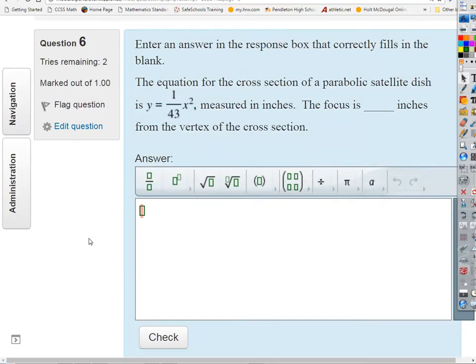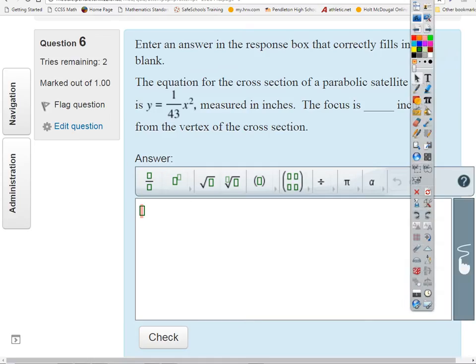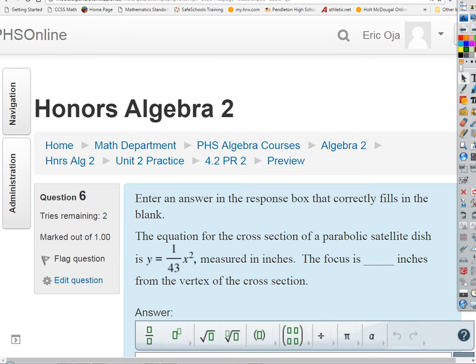Okay, so the last three problems on the 4.2 practice 2. Let's take a look at these. I don't think I want to do all of these. I think I'm just going to do the first two, and then I want you to do the last one on your own, although maybe I'll help you draw a picture at least.